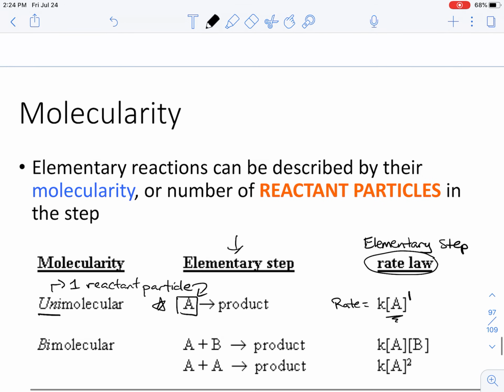All right, so let's go ahead and talk about bimolecular elementary steps or bimolecular reactions. Bimolecular implies two reactant particles.